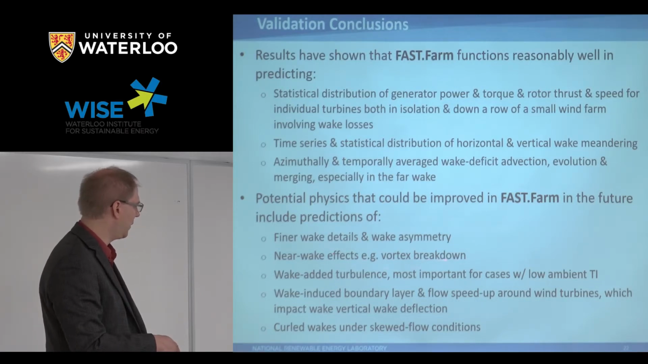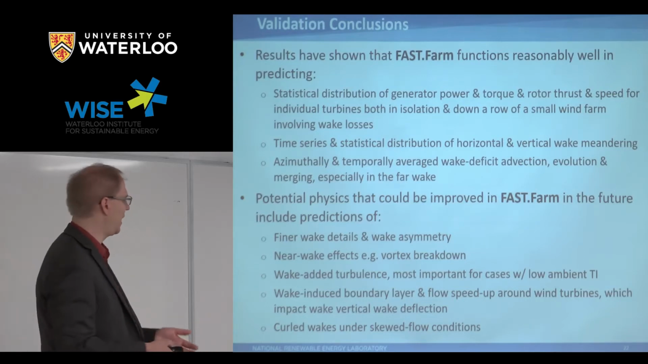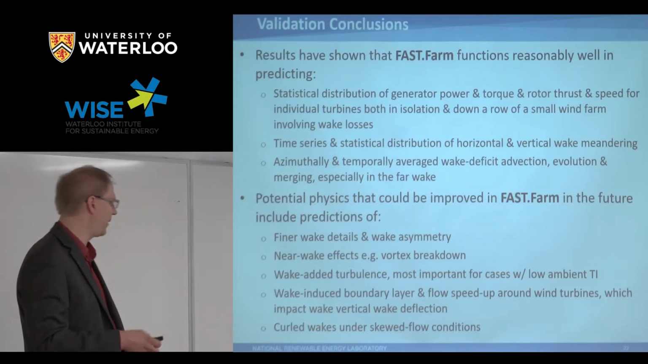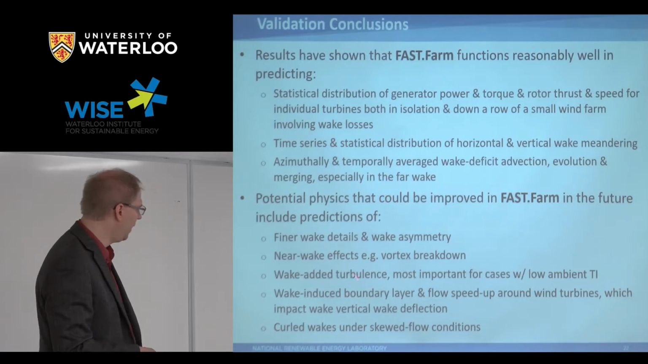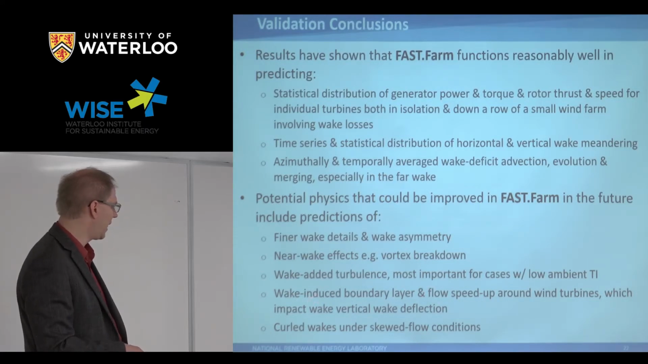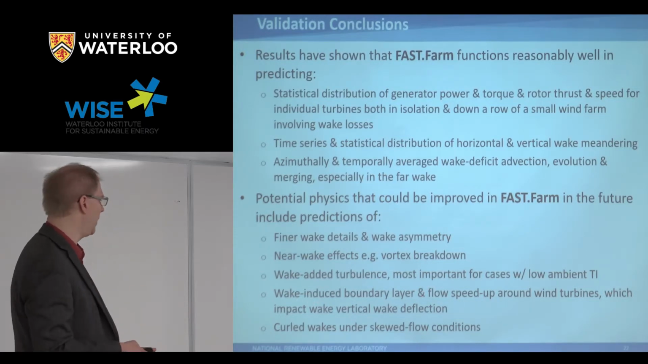And so what we really think is the ideal solution would be to have a nice vortex method for the near wake and transition that to this Gaussian model for the far wake. And that would be, I think, the ideal combination of models in this sort of engineering sense. We capture well for high turbulence, but for low turbulence, we start seeing more differences. I mentioned that before.